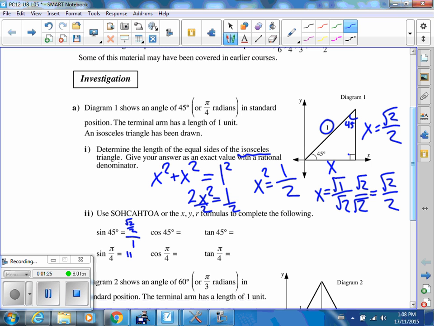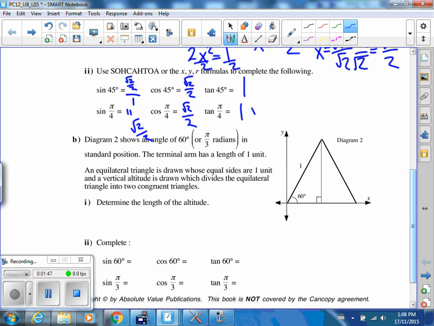Same thing here. Cos is going to be the adjacent side. Hey, that's the same value. Still root 2 over 2 and root 2 over 2. Tan is going to be this thing divided by this thing. Since we already decided they were actually the same value, that's 1 and 1.